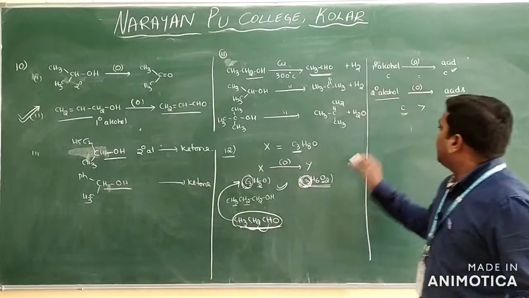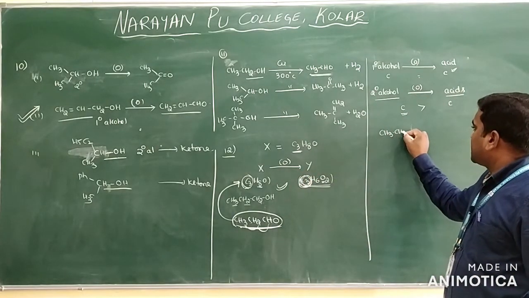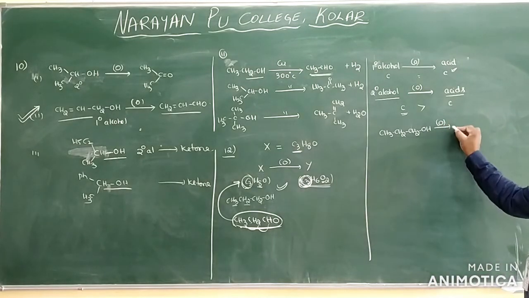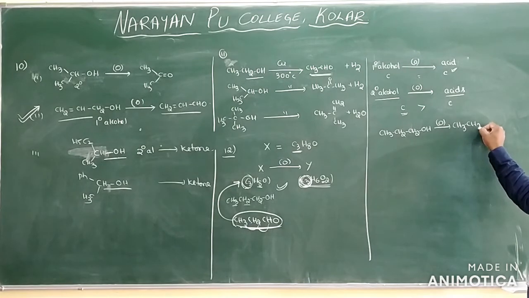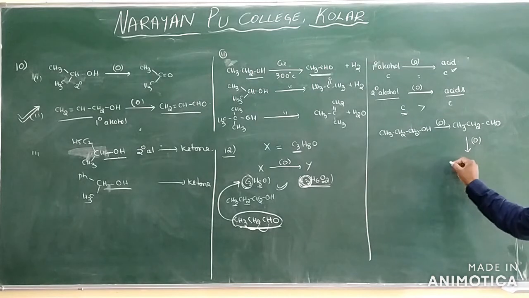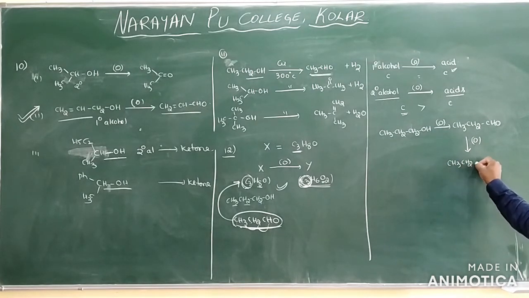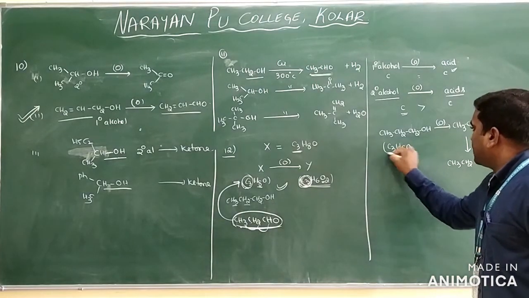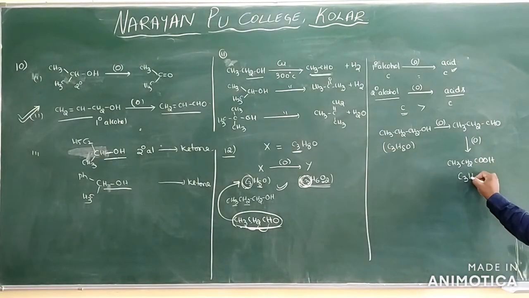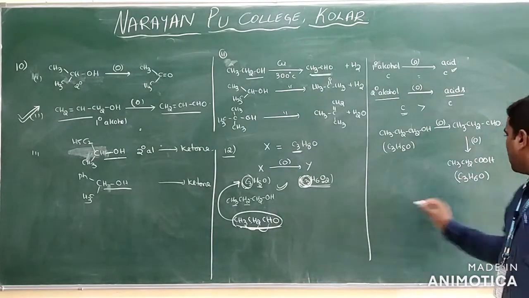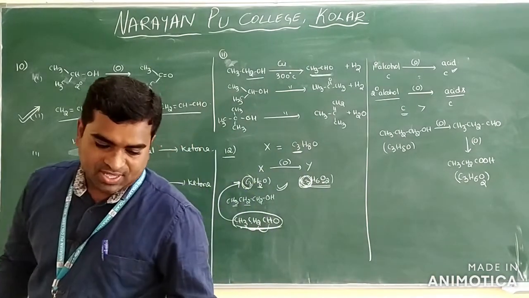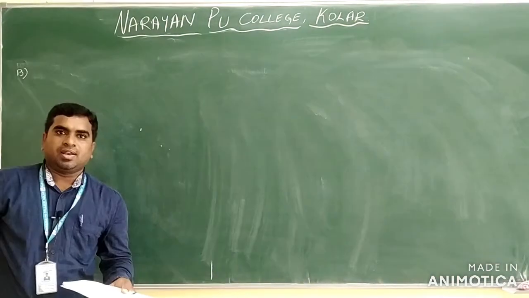Primary alcohol, if I take CH3, CH2, CH2, OH, do the oxidation. First what will you get? You will get CH3, CH2, CHO. And further oxidation, what will you get? CH3, CH2, COOH. And what is the formula? C3H8O and here C3H6O2. This is the option. Clear? So this is about question number 12. The option is the first one.